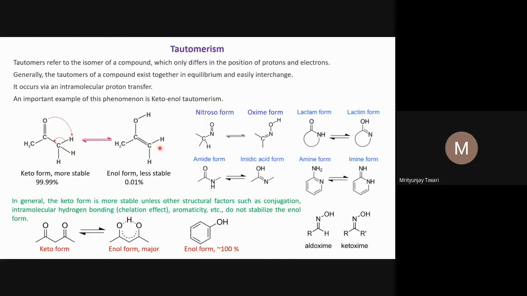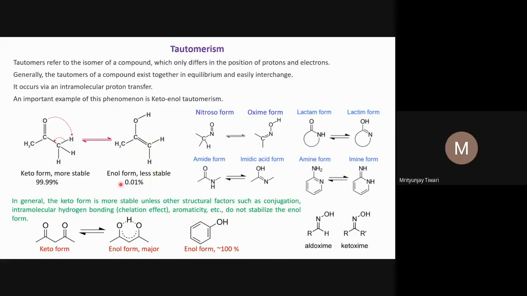Generally, enol forms are less stable. This is what one can see in this keto form. The acetone is more stable in terms of overall stability: 99.99% of this compound is in the keto form, and only 0.01% is in the enol form. So the enol form is less stable.